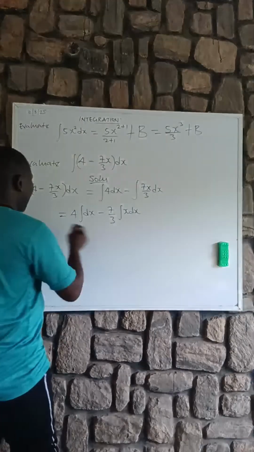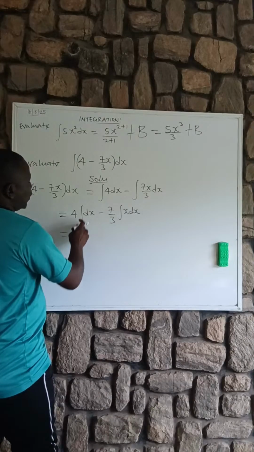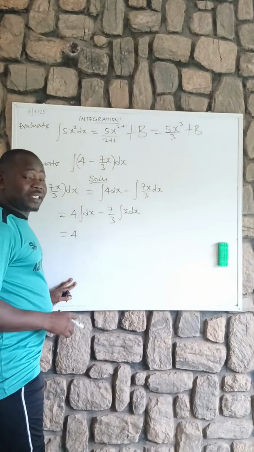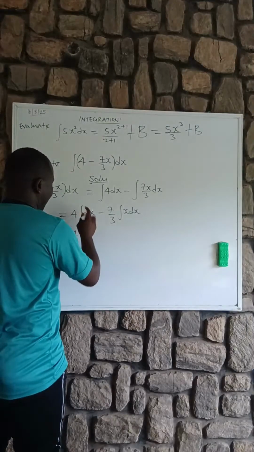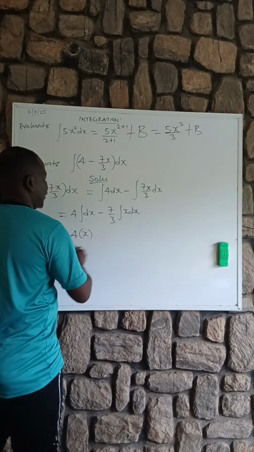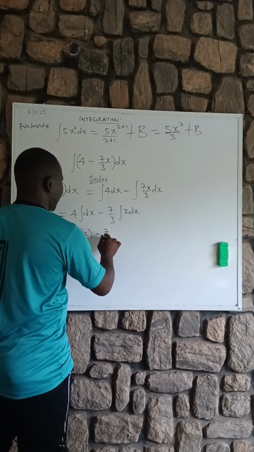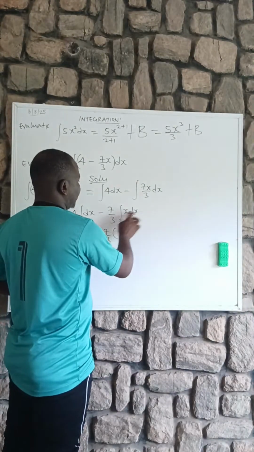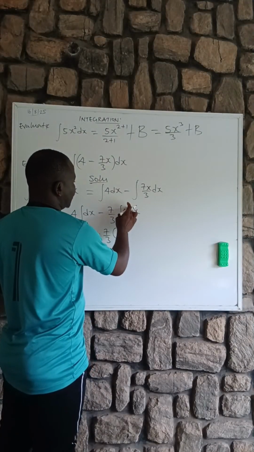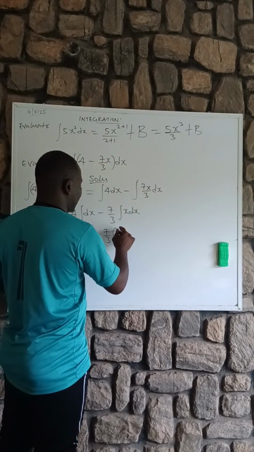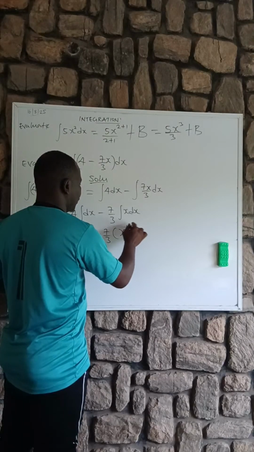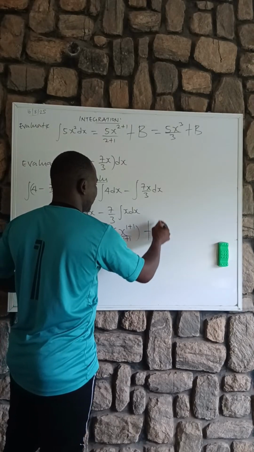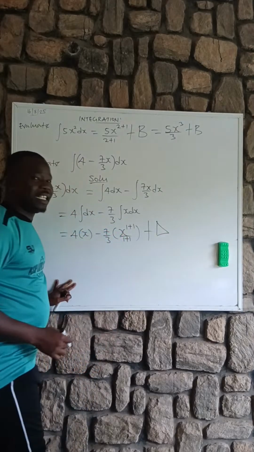You can now see that here is 4. If you integrate dx, it's going to give you x. Then minus 7 over 3 times the integral of x dx. If we apply the formula, mind you, there is an invisible 1 here, so it will be x raised to the power of 1 plus 1 all over 1 plus 1, plus any constant. It could be d or any alphabet.